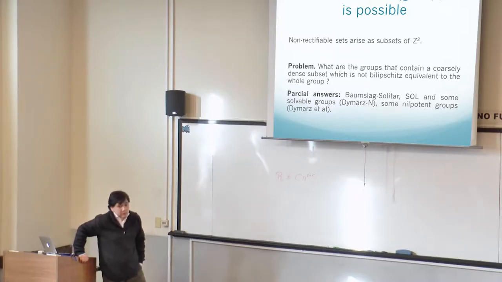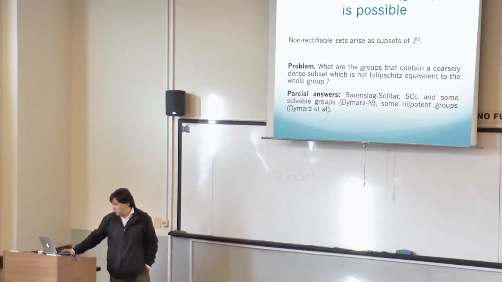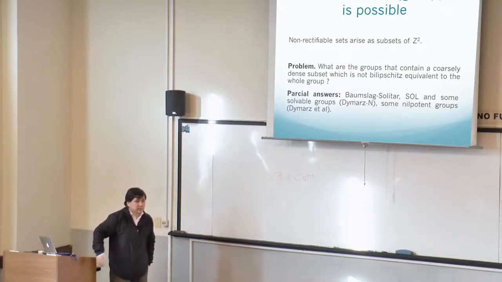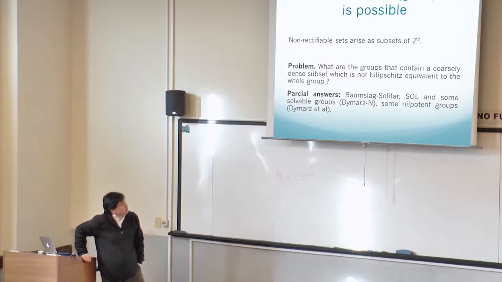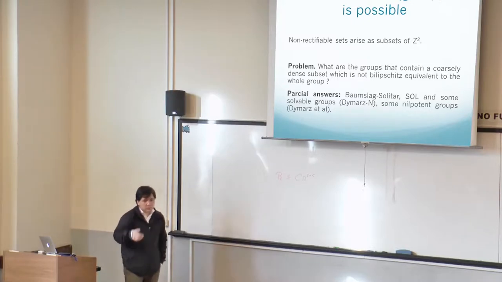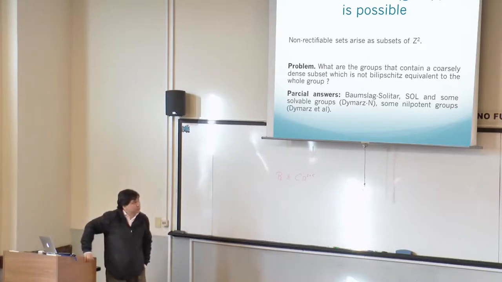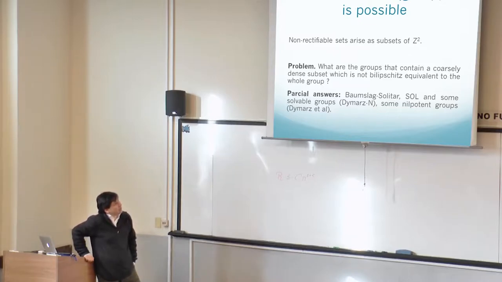And actually, the conjecture is true for every nilpotent group which is not essentially Z. And this is mainly the work by Tullia Dymarz and collaborators. And for the case of solvable groups, it's not that easy to conjecture anything, because for the case of nilpotent groups, what happens is that they are mostly realized as lattices in Lie groups, so somehow you can repeat the arguments of Burago and Kleiner.